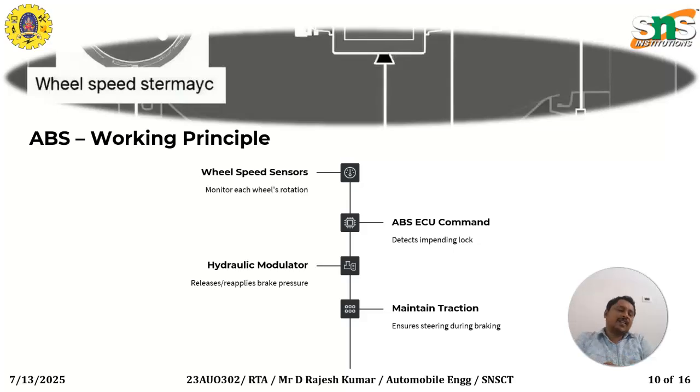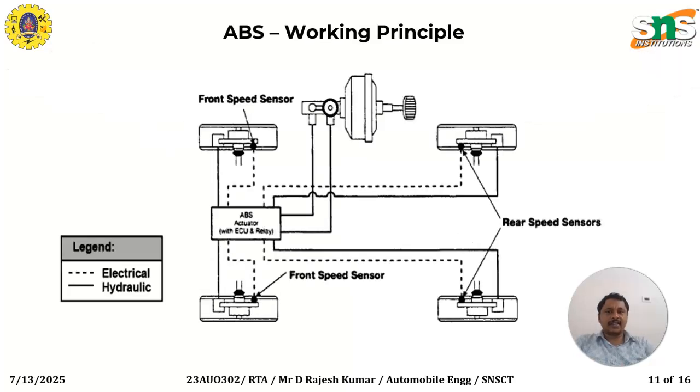And if you see the working principle, the ABS comprises three different components. They are the main components in the vehicle. One is the wheel speed sensor, the second one is the ECU, and the third one is the hydraulic modulator. You can see here how the electrical and hydraulic systems are positioned in the vehicle. This electrical system, that is the ECU, commands the brake.